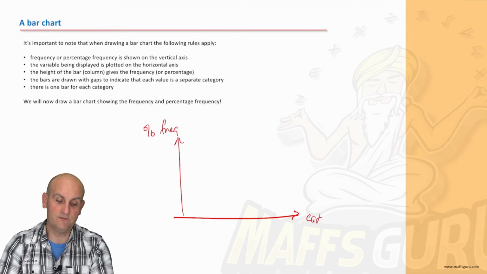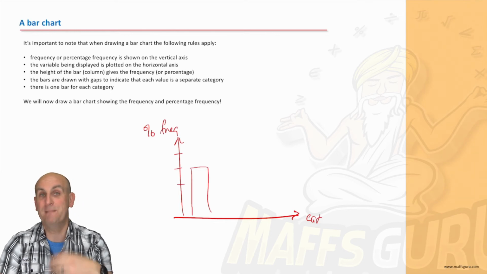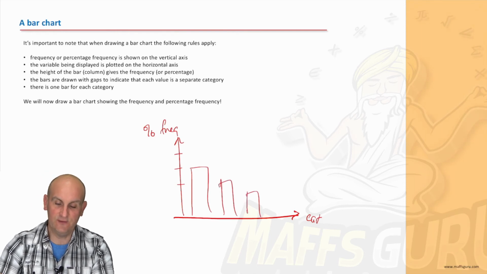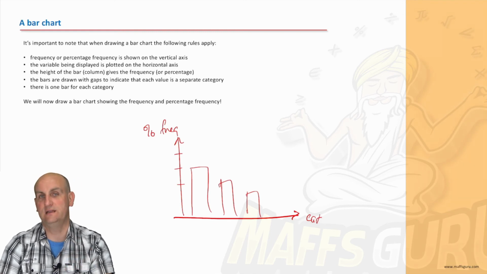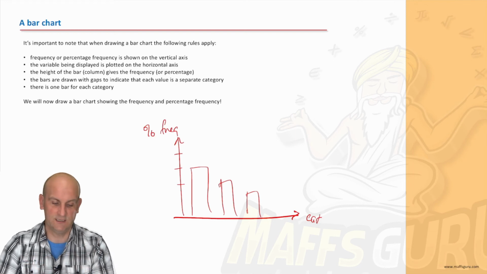The height of the bar gives the frequency. So obviously, you would make sure the height of the bar matches the frequency of that individual data item. The bars are drawn with gaps in it to indicate the value as a separate category. So there are gaps, and there is one bar for each category. Later on, we can have things called segmented bar charts, but we won't rush things.